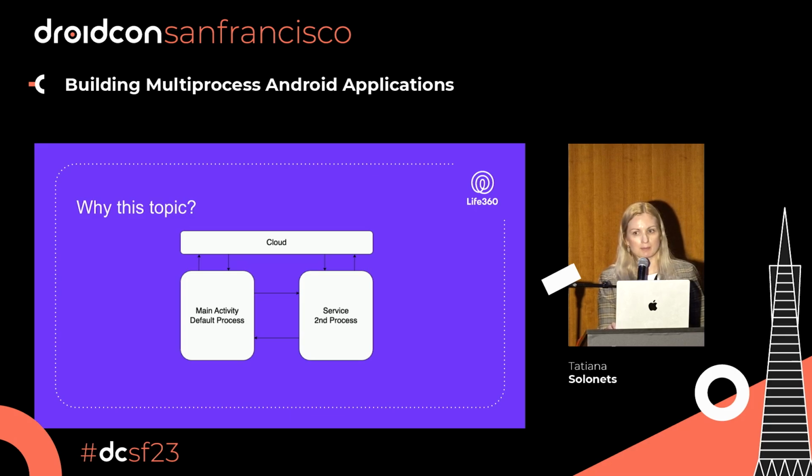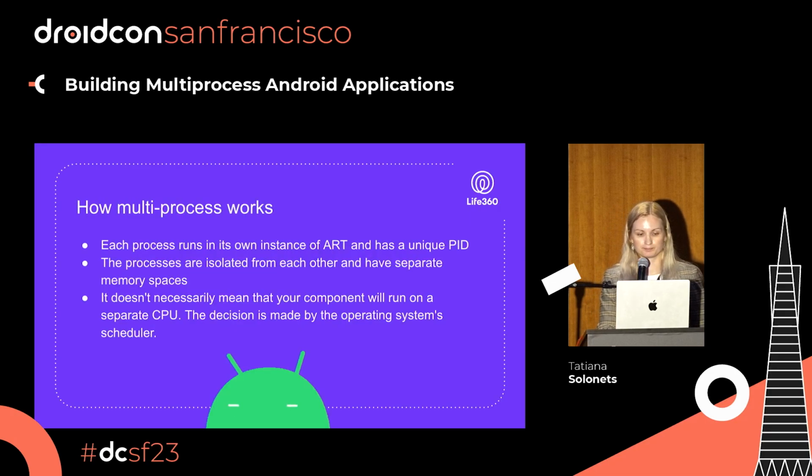And every time I talk about some of the nuances, I get a question from my coworkers. Why do we still use it? Don't new devices have enough memory? Why not just use a single process? So this talk aims to address those questions, and hopefully you'll be able to understand whether you need multiple processes in your application.